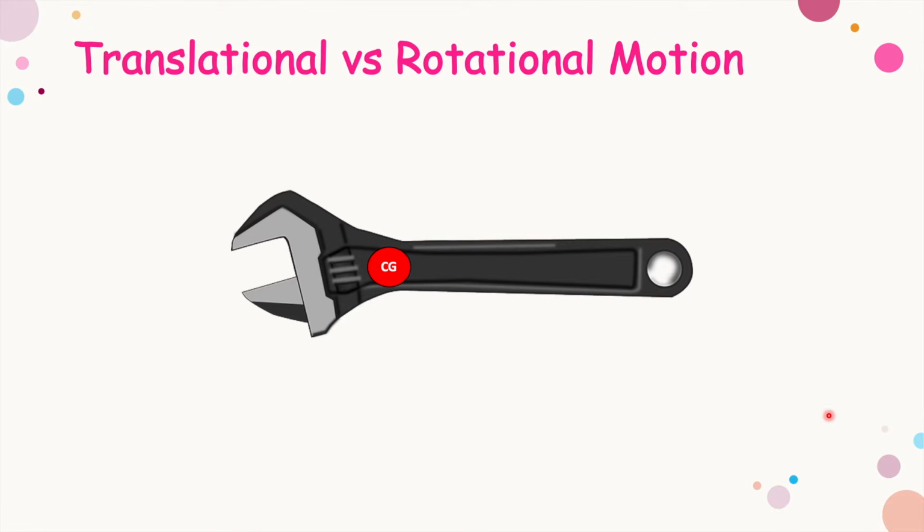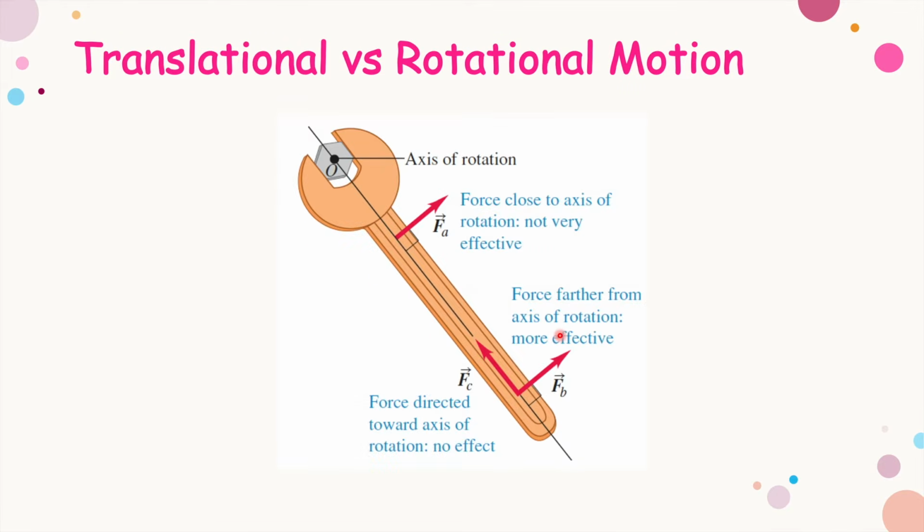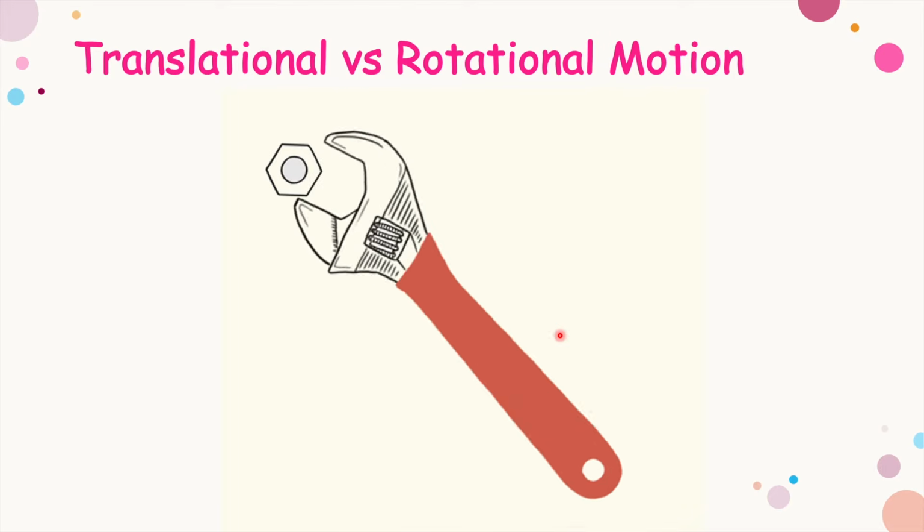For example, I have a wrench with a center of gravity located at this point. Note that the center of gravity is the point in which the weight is evenly distributed and all sides are balanced. If I apply a net external force at the center of gravity, the wrench will translate, meaning the object moves from one point in space to another. But if I attach this wrench to a bolt and try to apply force, the wrench will rotate just like this one. This rotational motion is due to the presence of torque or net torque.